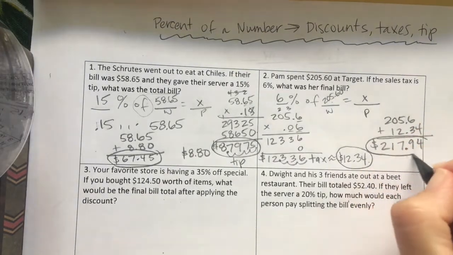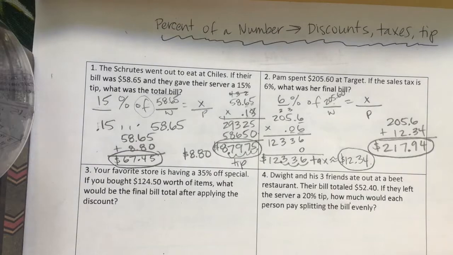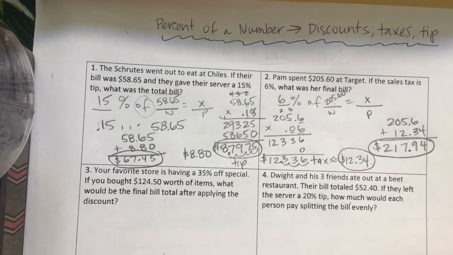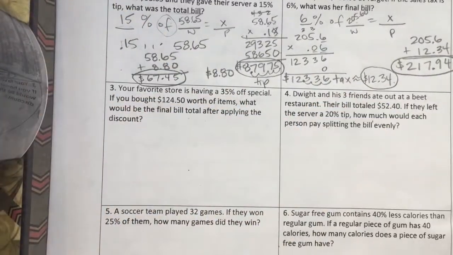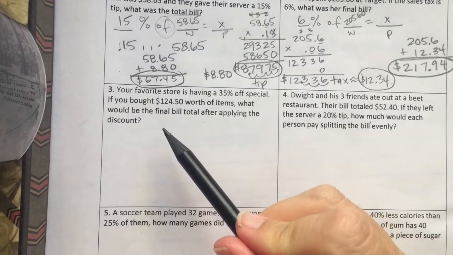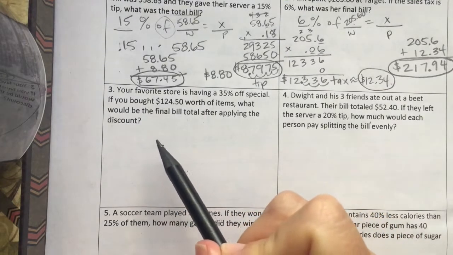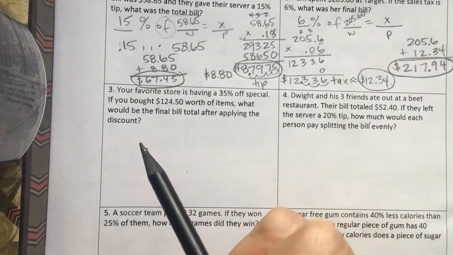So her total bill with tax should be $217.94. All right, I hope you're doing okay so far. See if you can set up number 3 on your own, and I will show you the worked out answer when we come back.